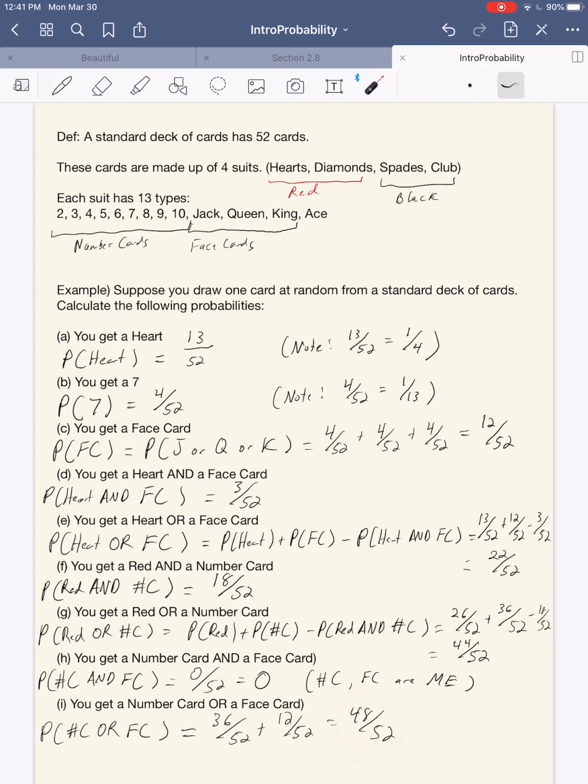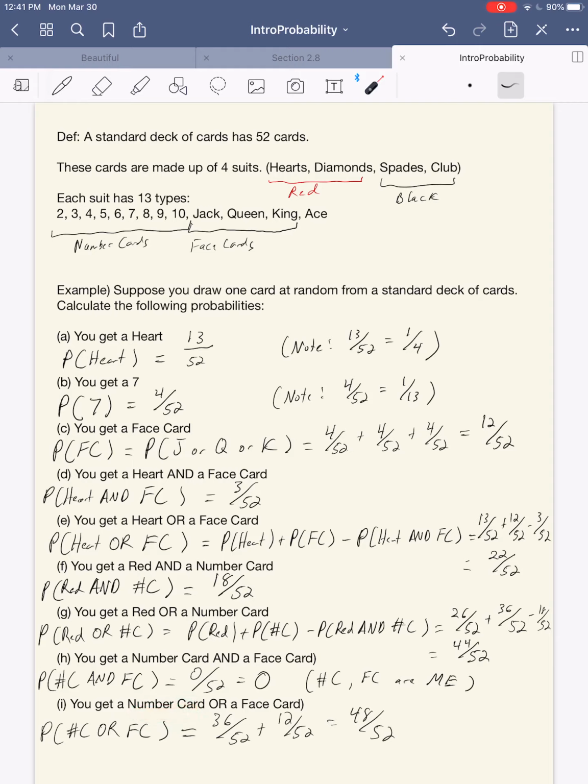Does that 48 out of 52 make sense? Well, that sort of seems to indicate that there's 4 cards out there that are not number cards or face cards, and we actually know what those 4 cards are. Those are the 4 aces: the ace of hearts, the ace of diamonds, the ace of spades, and the ace of clubs. Those are the only 4 cards out there that are not number cards or face cards.